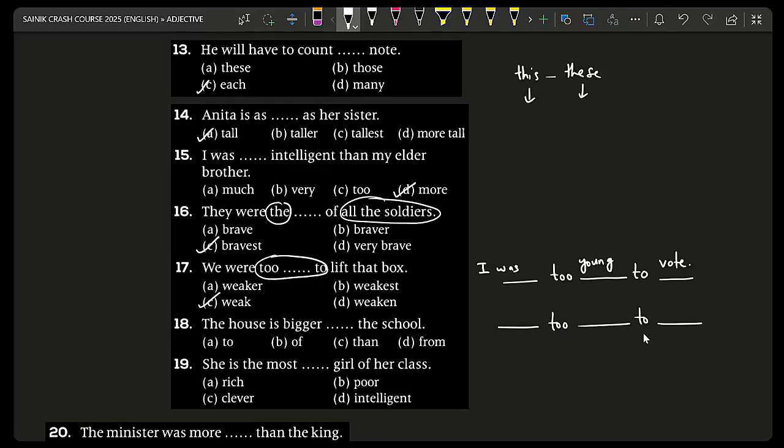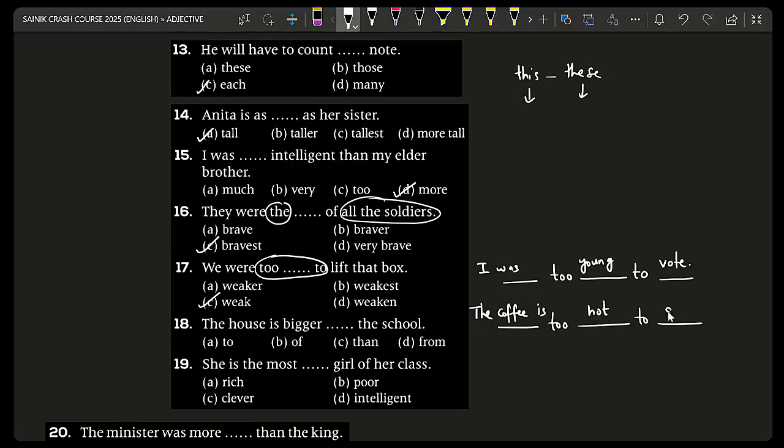I was too small to lift. Now you tell me, Varshita, one thing. Whenever we are using "too" and "to", does it show a negative sentence or a positive sentence? It won't give you permission to do that. I was too young to vote. That means voting permission is given or not given? Not given.